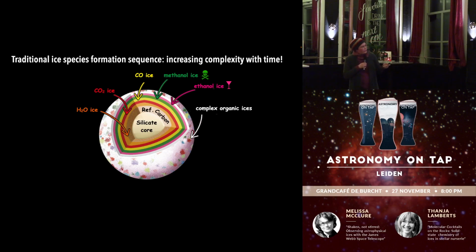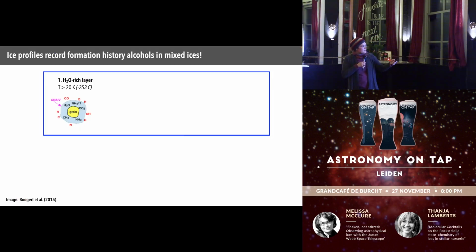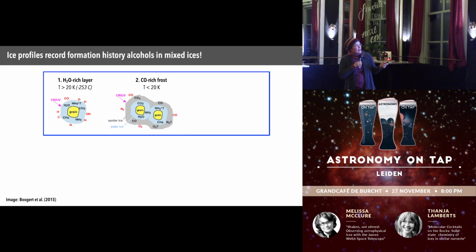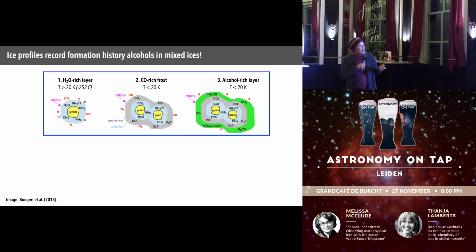So if we take this picture and actually put the real science image here, this means that you have, again, this water-rich layer at temperatures that are about 20 Kelvin, which is very cold, but for the purposes of this diagram, it's the warmest thing you're going to see. Then the temperature in the molecular cloud drops a little bit, and you have a frost on the surface of your grain where carbon monoxide freezes out onto the grain. And then the temperature gets a little bit colder, you get a little bit denser, and on top of that, you have an alcohol-rich layer that starts to form on the surface of your grain.